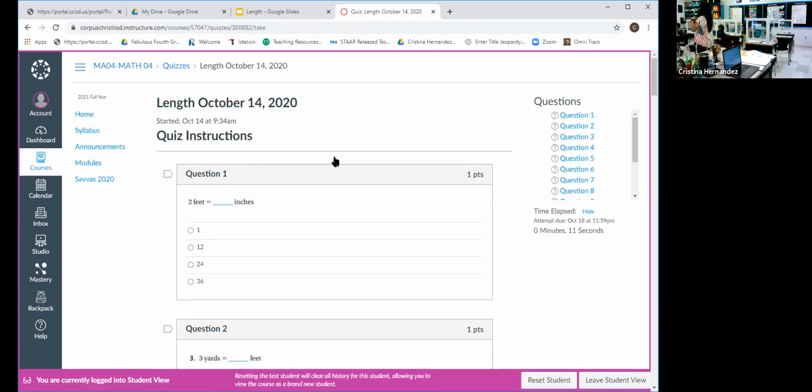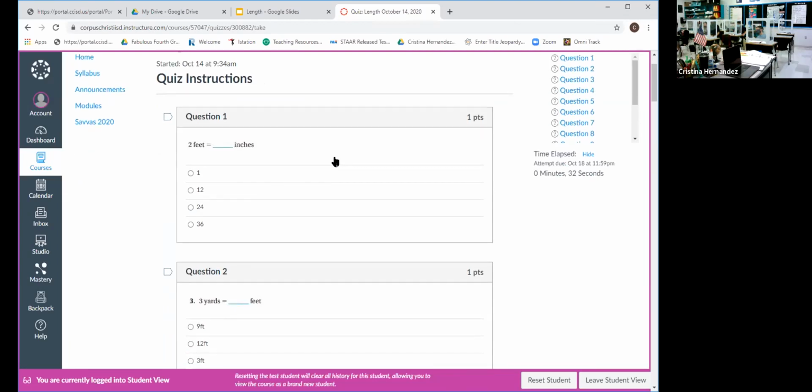Number 1, 2 feet is how many inches? Y'all should know this one. It's either going to be A, B, C, or D. This is very similar to what we just did. You can put just A, B, C, or you can write the number if you want to.